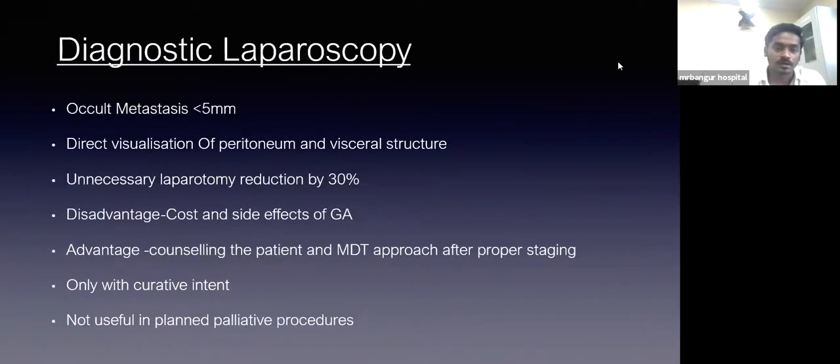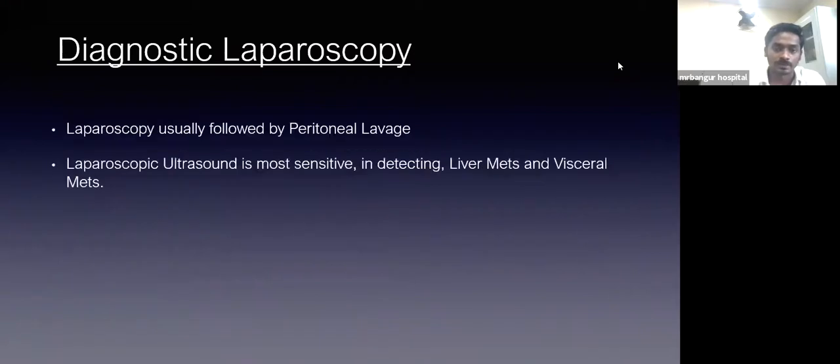Diagnostic laparoscopy. Occult metastasis less than 5 mm can be diagnosed by diagnostic laparoscopy. It helps in the direct visualization of the peritoneum and visceral structures. It has reduced unnecessary laparotomy by 30%. NCCN recommends diagnostic laparoscopy from stage 2A, that is T2 N1. The disadvantage of doing diagnostic laparoscopy as a separate procedure is the cost and side effects of GA, whereas the advantage is that after knowing the proper staging, the patient can be counseled properly and we can have an MDT approach. Diagnostic laparoscopy is planned only for patients with curative intent and it is not useful in planned palliative procedures.